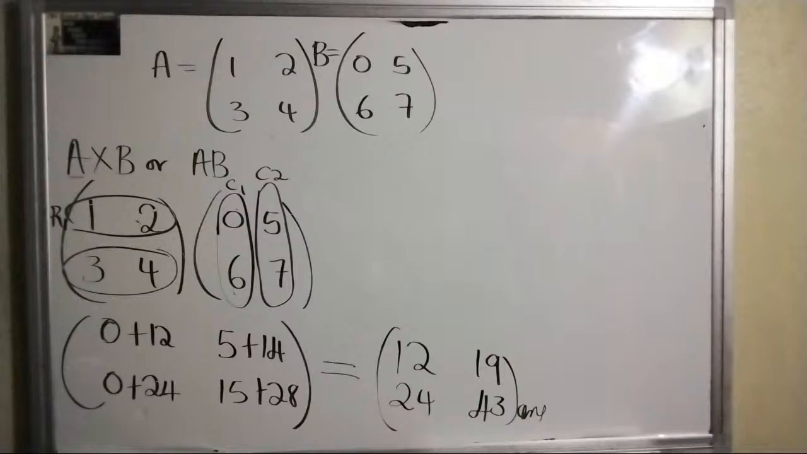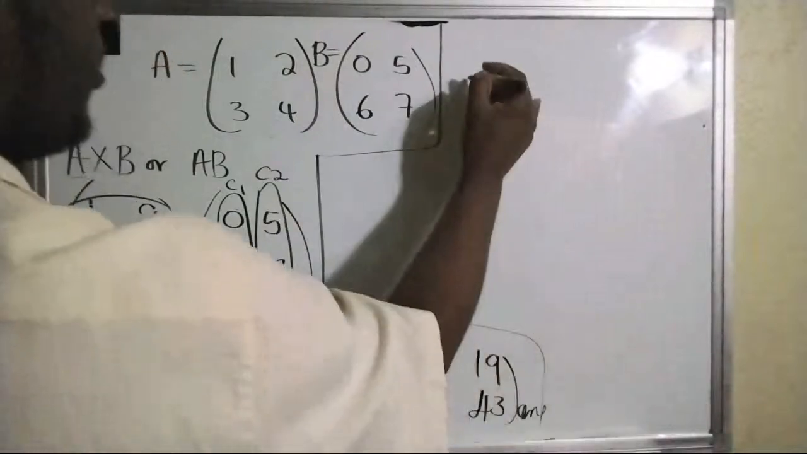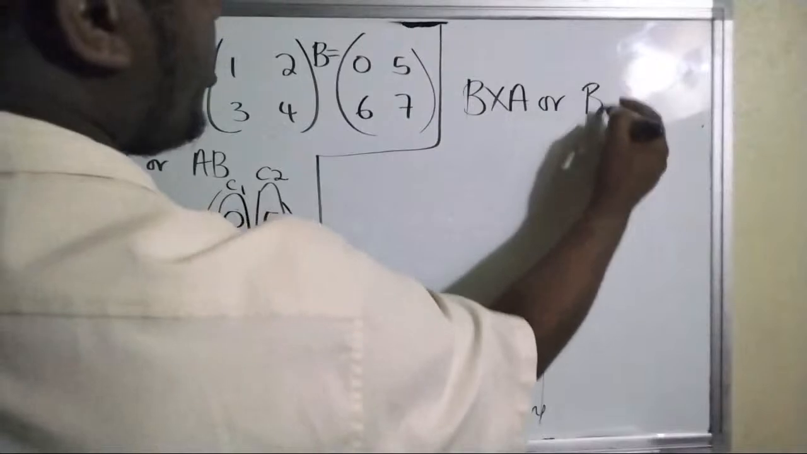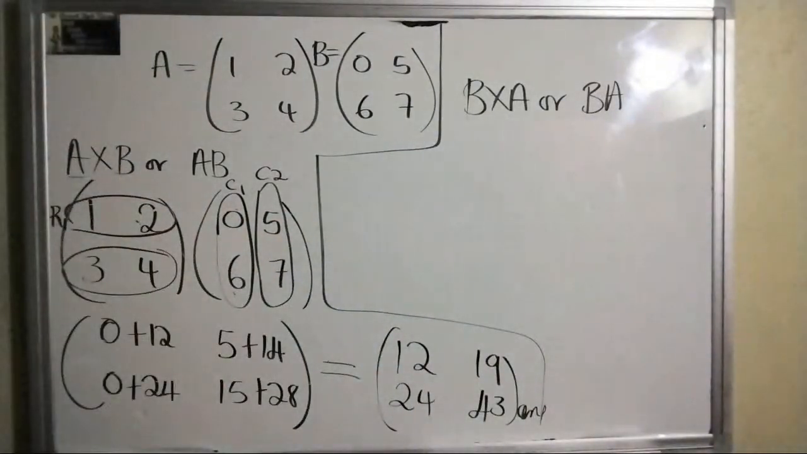Alright, so now I'm going to give you guys one to do. Do B times A. You can write it either way, B times A, or you can just say BA. Sometimes CSEC will give you either way. It shouldn't be a problem, because you understand that once it's BA, it's B times A, and if you see the sign in between, it doesn't make a difference.